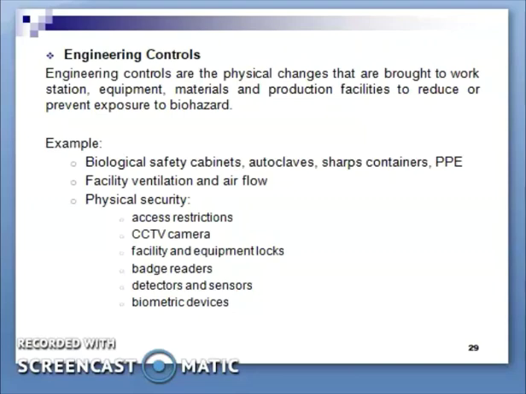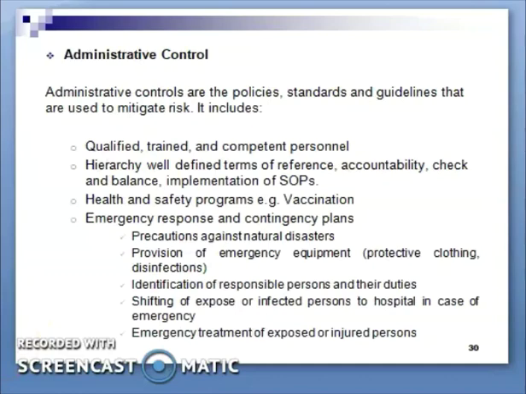The other things in physical security are facility and equipment locks, badge readers, detectors and sensors, biometric devices. These are the things in engineering control inside the physical security. The next class or type of mitigation is administrative control.